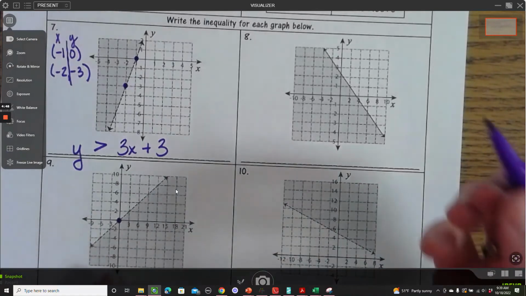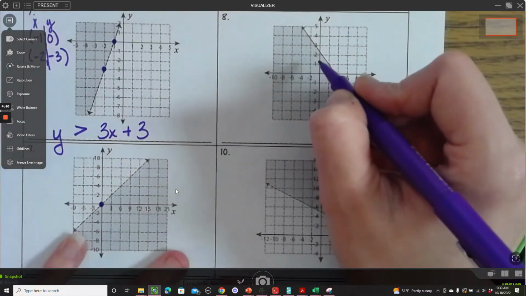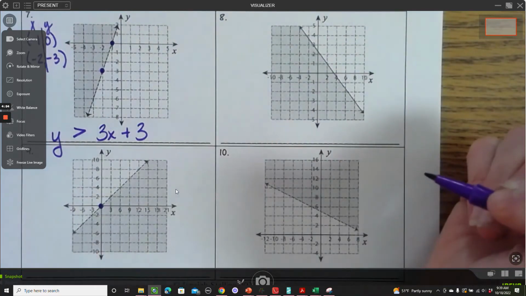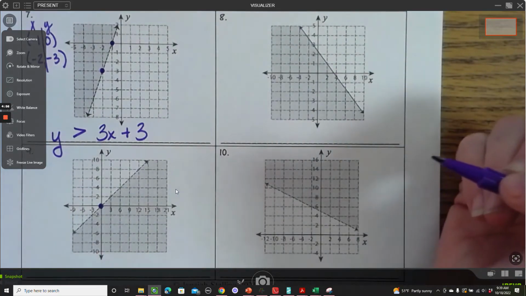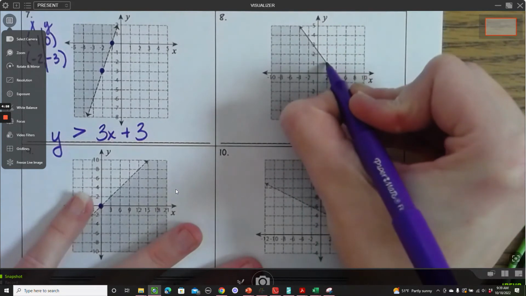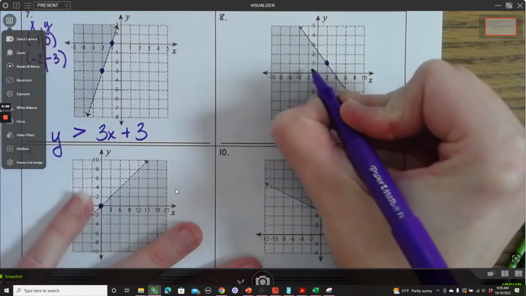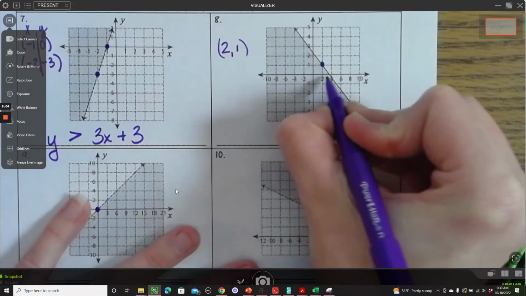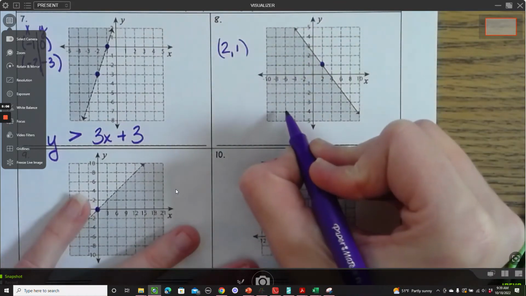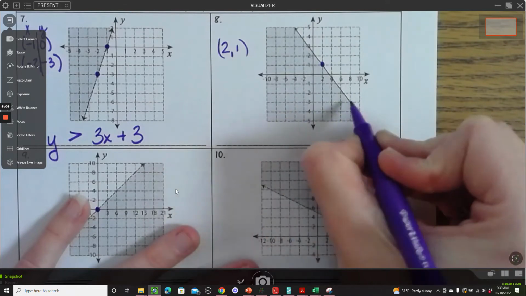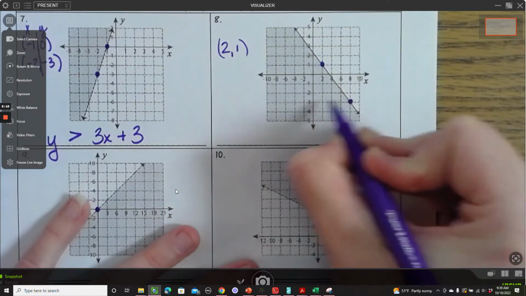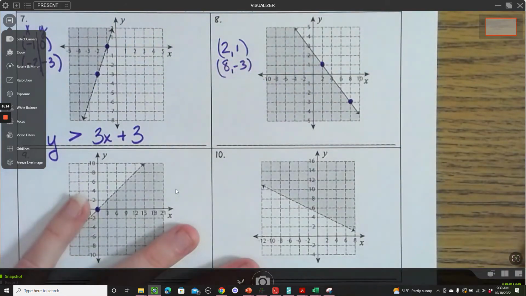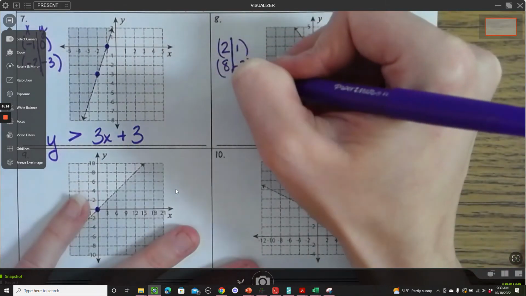All right, sometimes the y-intercept is there, but it's gross. So I can't really tell what the y-intercept is. So I've got to pick two other points. So I'm going to pick this one here at 2, 1. Watch the scaling. And then this one here at 8, negative 3. And then I'm going to do linear regression on this.